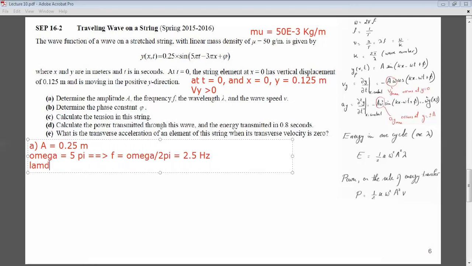Lambda. So we know that K is equal to 3 pi, which implies lambda equals K over 2 pi, which is equal to 3 over 2. Sorry, 3.